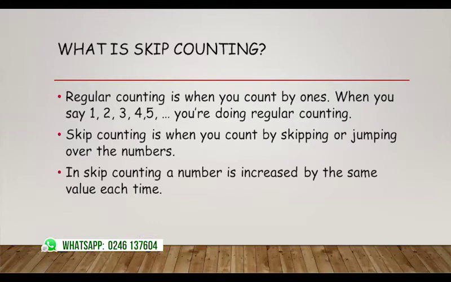Now, I want us to talk about skip counting. Regular counting is when you count by ones. When you say 1, 2, 3, 4, 5, you are doing regular counting. Skip counting is when you count by skipping or jumping over the numbers. That means you are not going to count straight, that is counting from 1, 2, 3 and so on. But for this, you are going to skip or jump over numbers.